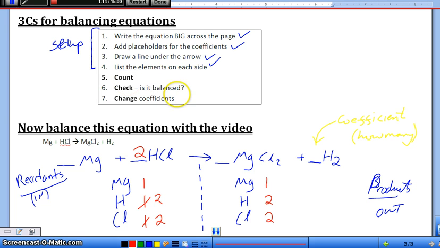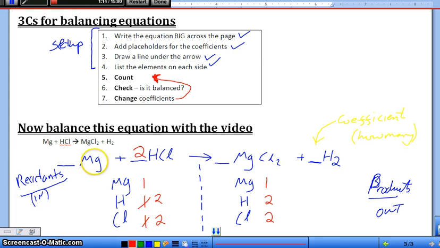We're counting. So after we change, we go back to counting. So in your notes, draw a nice curly arrow. We go back to count. So we count it again, and now we check it again. Is it balanced now? We've got 1, 1, 2, 2, 2, 2. Yes, it's balanced. And so we've now got a reaction equation that obeys the law of conservation of mass.